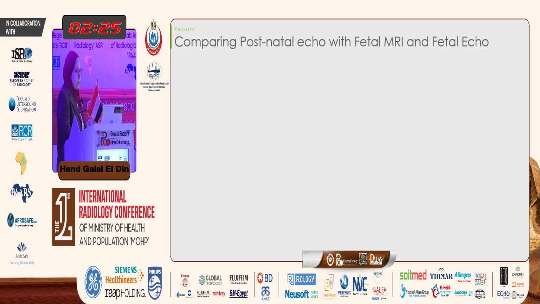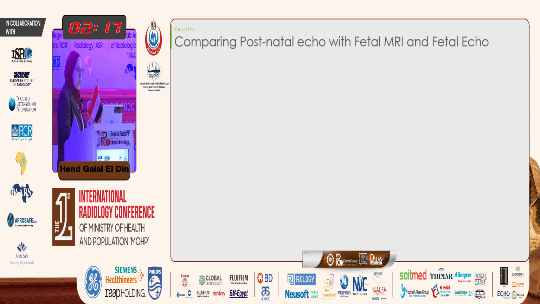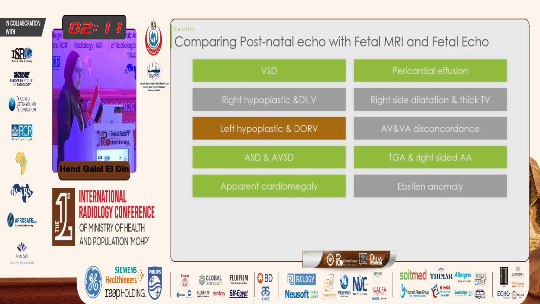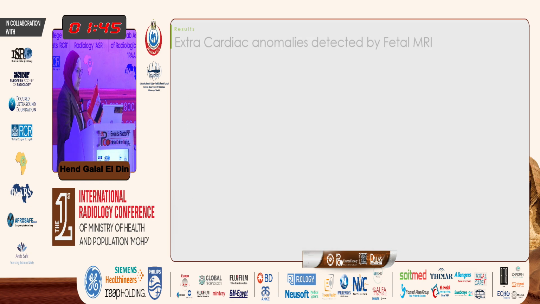Regarding the agreement between postnatal and fetal cardiac MRI, there was significant moderate agreement between the fetal echo and fetal MRI. Comparing individually with the diseases, the fetal echo had 86% agreement with postnatal in hypoplastic left heart and double outlet right ventricle. However, MRI had 95.5% agreement in many cases like VSD, ASD, AVSD, apparent cardiomegaly, TGA, right-sided arch, and pericardial effusion. And the rest of the diseases had the same accuracy.